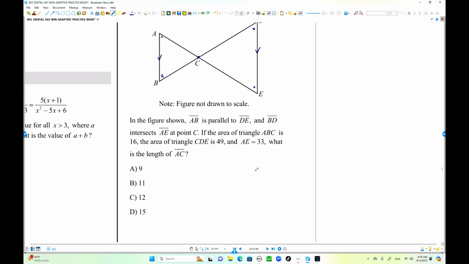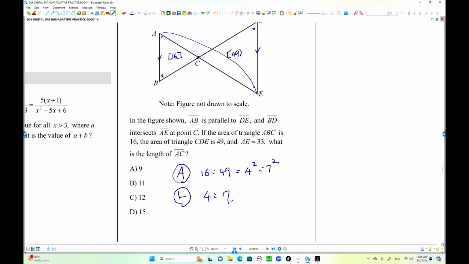But the ratio of the areas is given, right? This area is 16, the other area is 49. This is the ratio of the areas, 16 to 49. What is that? 4 squared to 7 squared, right? So the ratio of the lengths is the square root. That is 4 to 7, isn't it? That's the ratio of the lengths, okay? But this length should be the corresponding length. So AC, the whole length, AC. No. A is 33.